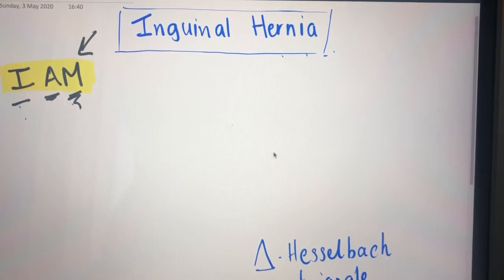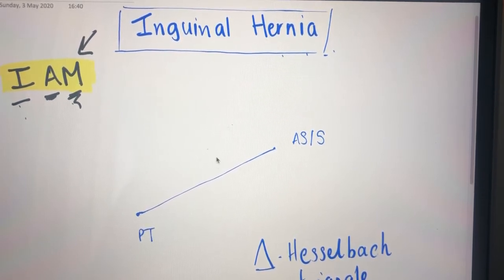So let's start off with where, for example, the inguinal ligament would be. So if, let's say, this is the anterior superior iliac spine, and here this is your pubic tubercle, and this is the inguinal ligament, so around halfway would be your inguinal canal. And this is your deep inguinal ring, so I'll mark it with a D. And this is your superficial inguinal ring, so I'll mark it with an S.